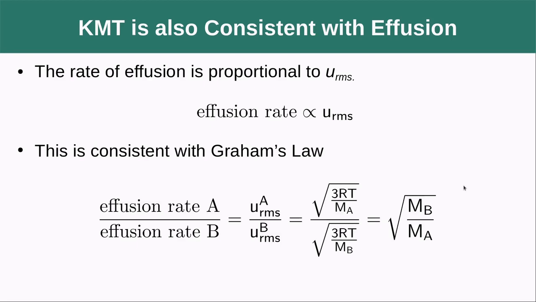So KMT also works for effusion. The rate of effusion is proportional to the RMS velocity. This is consistent with Graham's law. So if we plug in our RMS velocity and plug in our equations for that, and simplify by canceling these numerators, we will get back to Graham's law.